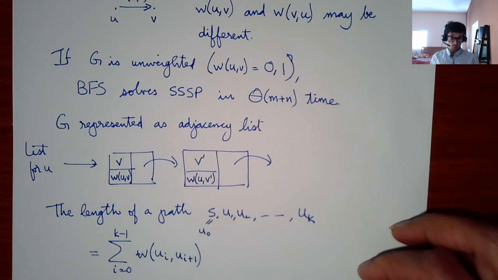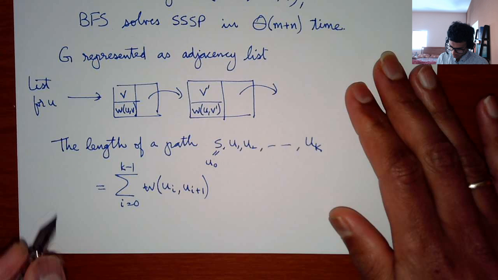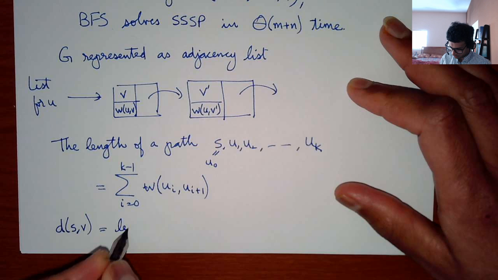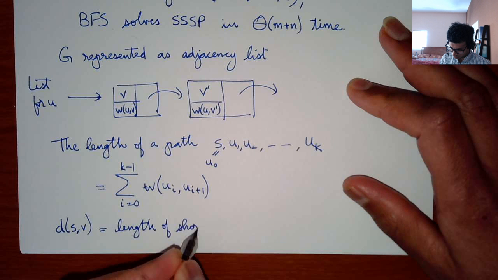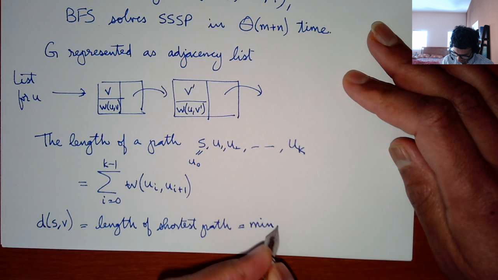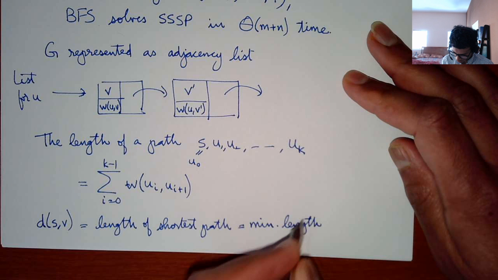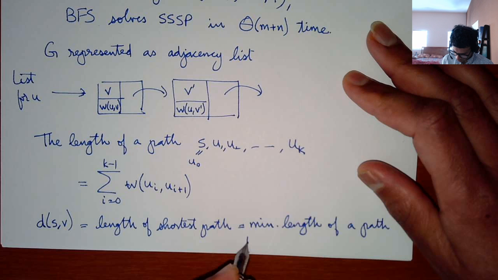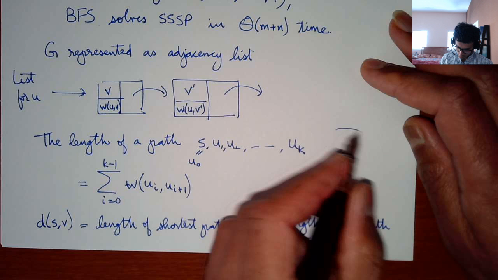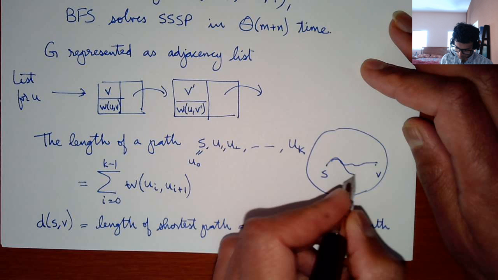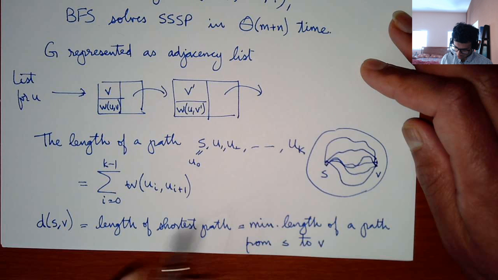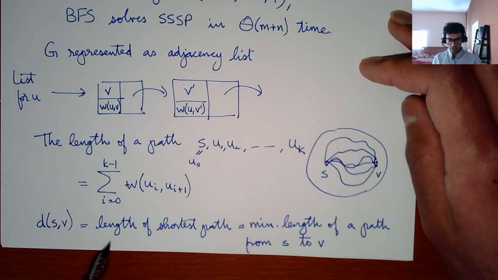Okay, so this is the weight of a path. And so d(S,V) is the length of the shortest path, or you can think of it as the minimum length of a path from S to V. So here is your graph, here is S and here is V, and you could imagine there being multiple paths that go from S to V, and so d(S,V) is the length of the shortest path that goes from S to V.